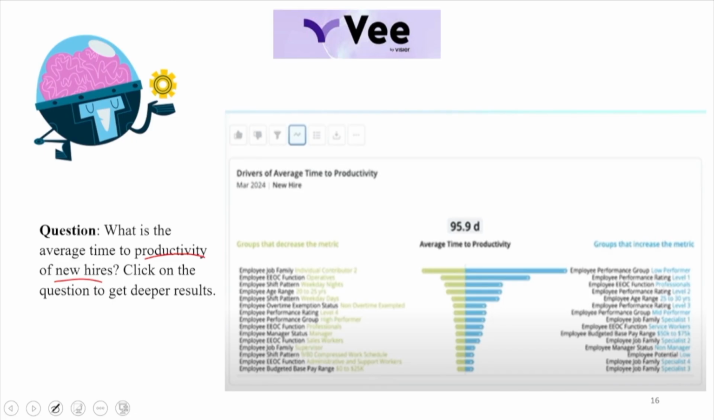Specifically, if you're looking into average time to productivity, you have some groups that increase the metric, and some groups that decrease the metric. Employee job family, shift patterns, age range, overtime, exemption status, etc. are the groups that decrease the metric. You have performance group, performance rating, different age ranges, etc., which equip more towards the groups that increase the particular metric.